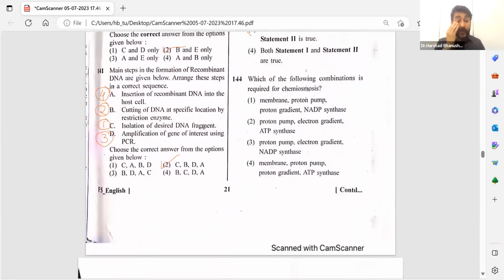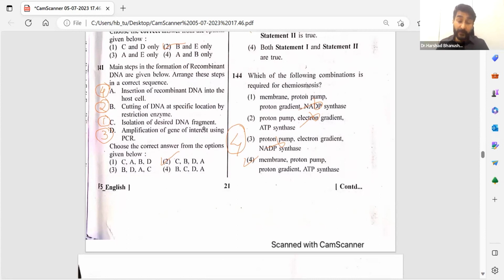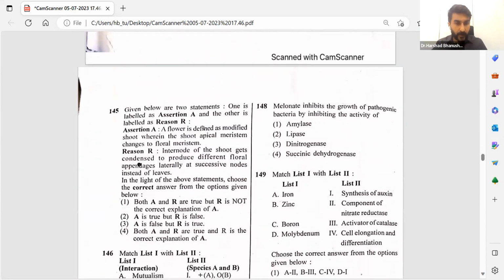Next, what do you need for chemiosmosis? In chemiosmosis, we need ATP synthase, we need membrane, we need proton gradient, we need proton pump. So yes, in this case, we would mark option number 4. This is ruled out, this is ruled out, this is ruled out because they have said electron gradient. The only option which matches is membrane, proton pump, proton gradient, ATP synthase. That is option number 4. We go on to the next question.